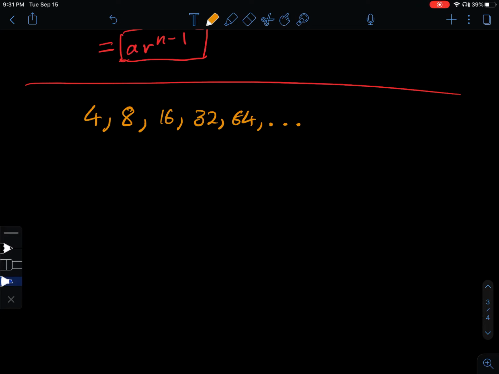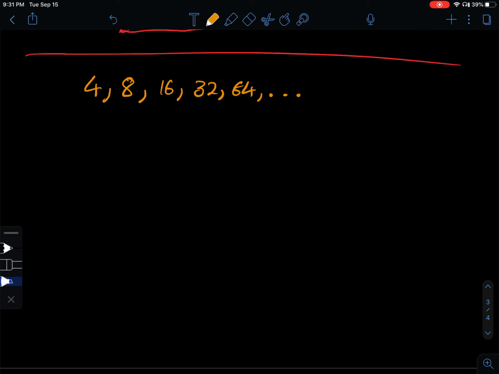All right. So now we're going to use the same thing, but this time we're going to find the 12th term, or let's say the 20th term. Yeah, let's just find the 20th term.